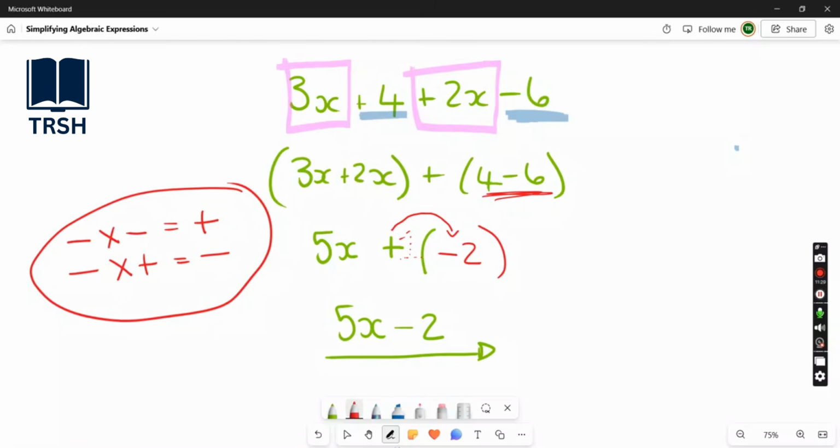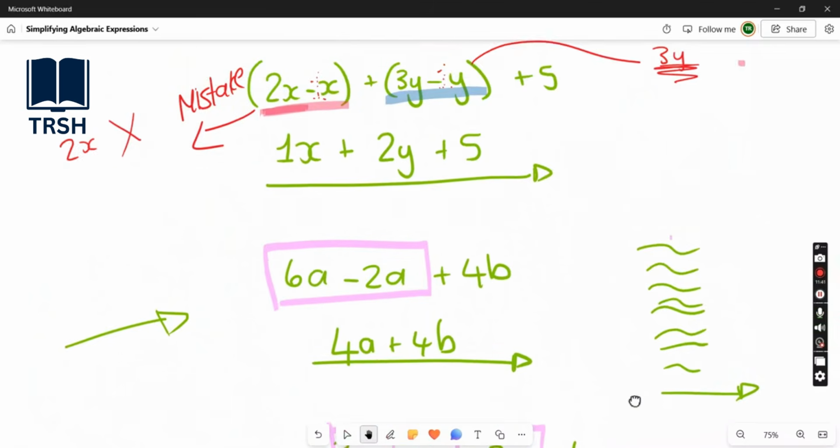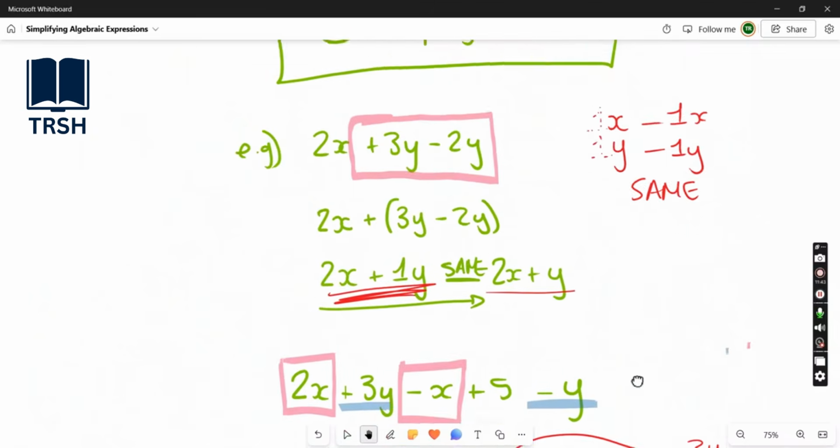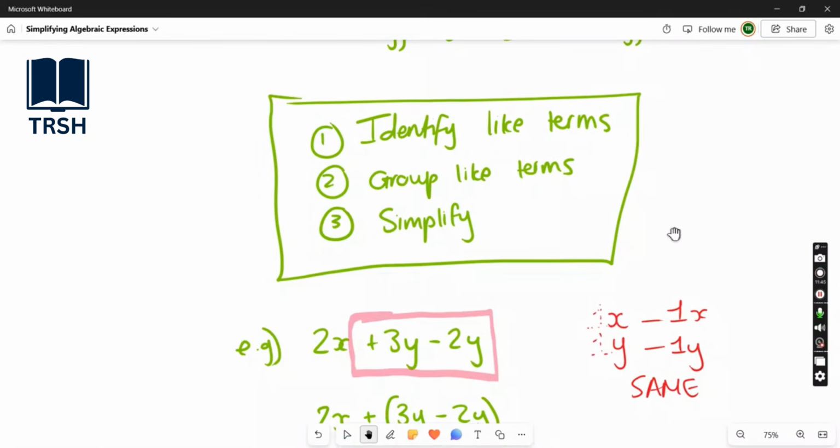So that's it for this video, guys. I've shown you how to simplify algebraic expressions using like terms, making sure that you group them, follow the steps that I've written down, and you should be able to tackle it. These are the steps that we discussed: you identify your like terms, you group your like terms, you simplify. It's that straightforward. I hope you guys enjoyed this video, and I'm sure now you are all perfect when it comes to simplifying algebraic expressions.